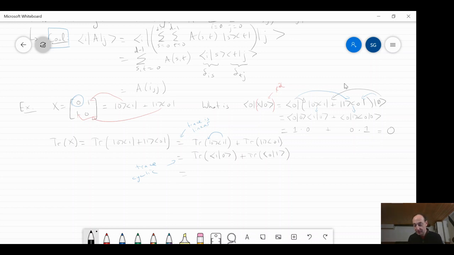Now what is the inner product of 1 and 0? Well, first of all, this is a scalar. It's the inner product of two vectors, it's a scalar. And the trace of a scalar is just going to be the scalar. I could throw the trace out because it's basically taking the trace of a 1 by 1 matrix. So I don't really need a trace at this point. I could equivalently just write this, and equivalently write this for the second term. And here, each of these is 0, because it's just the inner product of ket 1 and ket 0, and these are orthogonal.